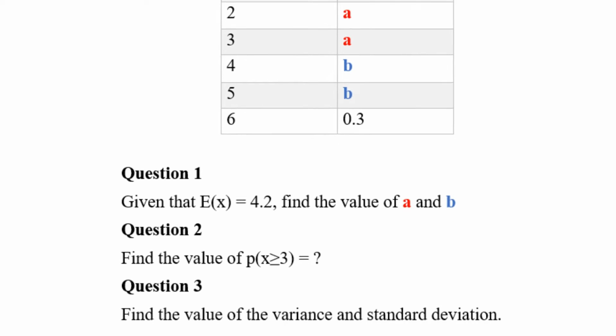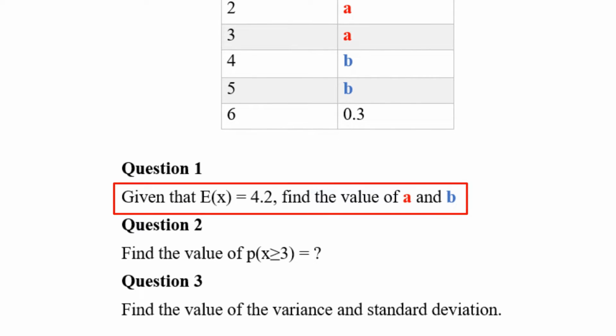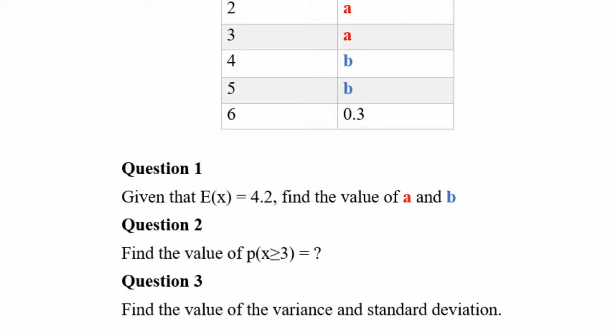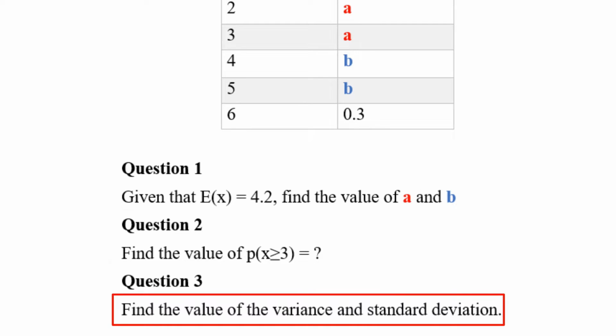Now the question tells us that given that the expected value is equal to 4.2, we're supposed to get the values of a and b. The second question says to find the probability that X is greater than or equal to 3. And the third question is to calculate the variance and the standard deviation of the data set.